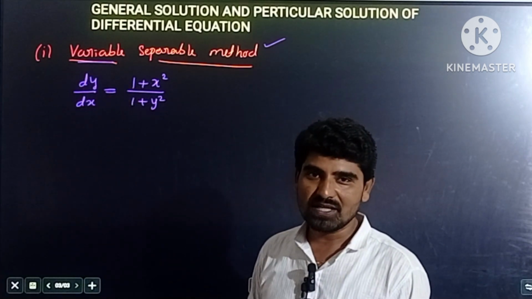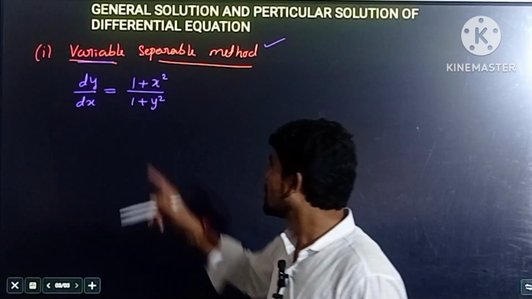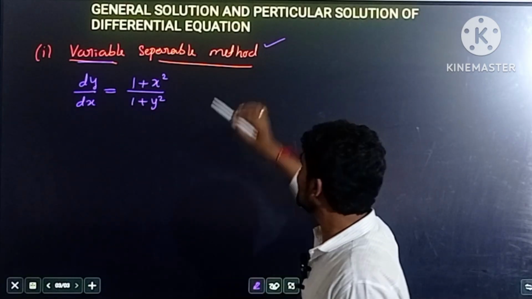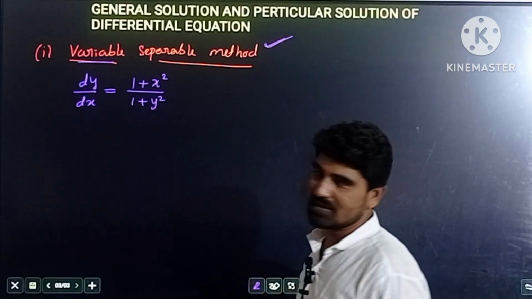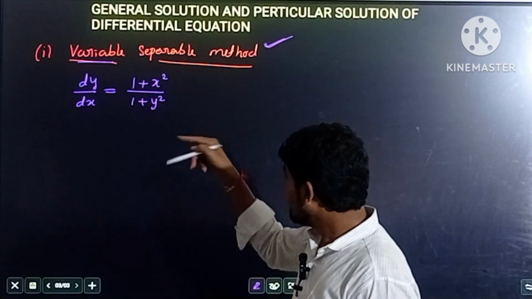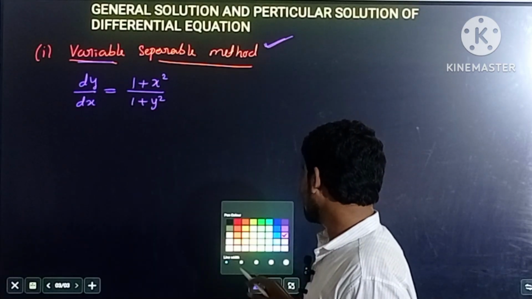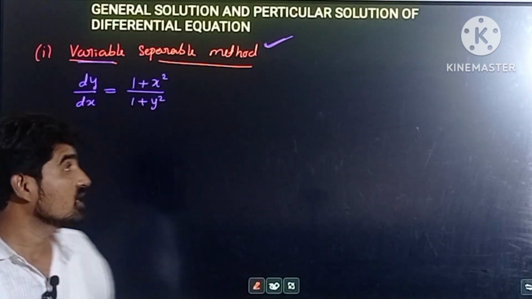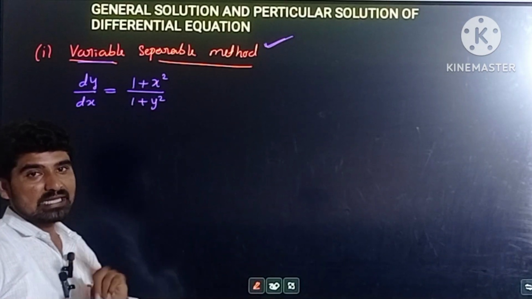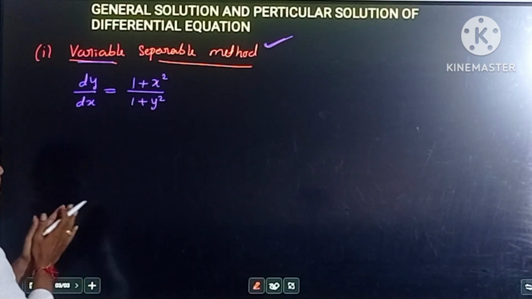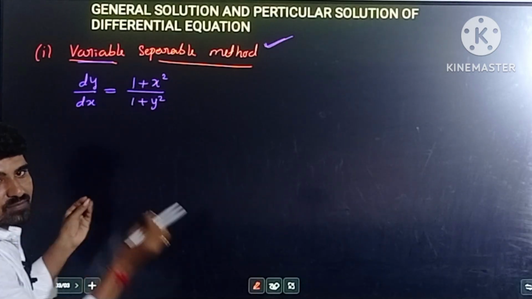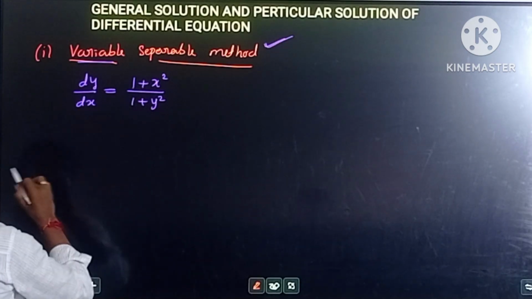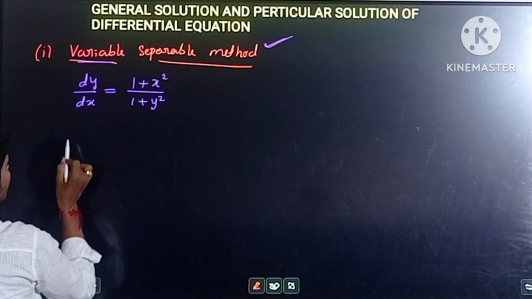Variables. So we need to separate the variables to solve this differential equation by using this first method. In this differential equation, the variables involved are x and y. So first we need to separate x and y either side of the equal sign. So it means first I am going to take this 1 plus y square towards the right side.